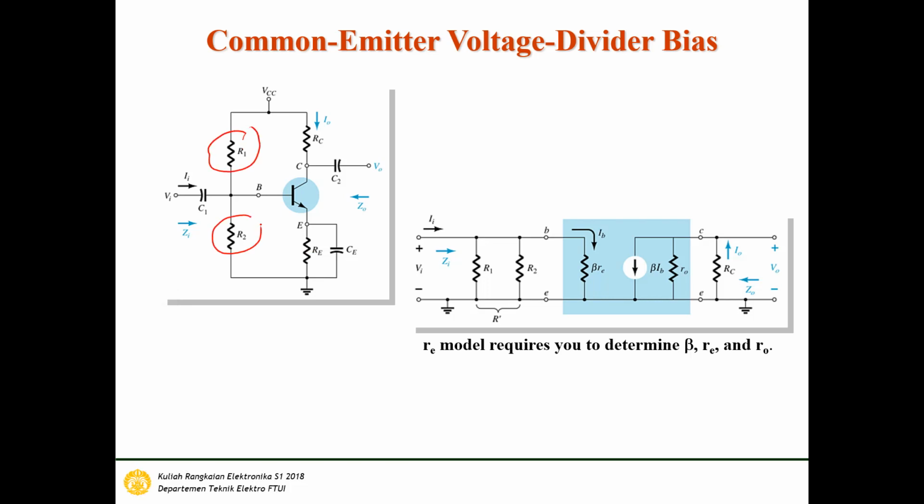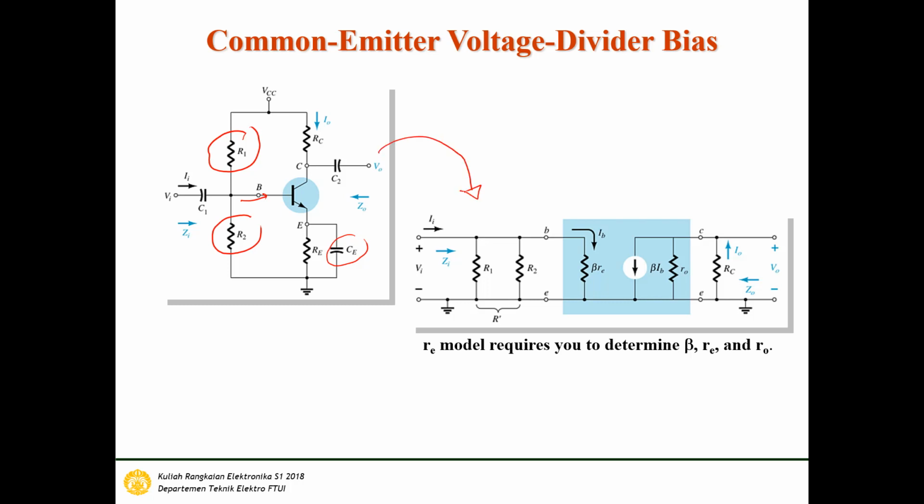resistor. We have two resistors here, R1 and R2, which divide the voltage to the base terminal here. Then we also introduce the emitter resistor and connect it to the bypass capacitor. We already discussed the bypass capacitor last week, what its function is and what the value of the bypass capacitor is.